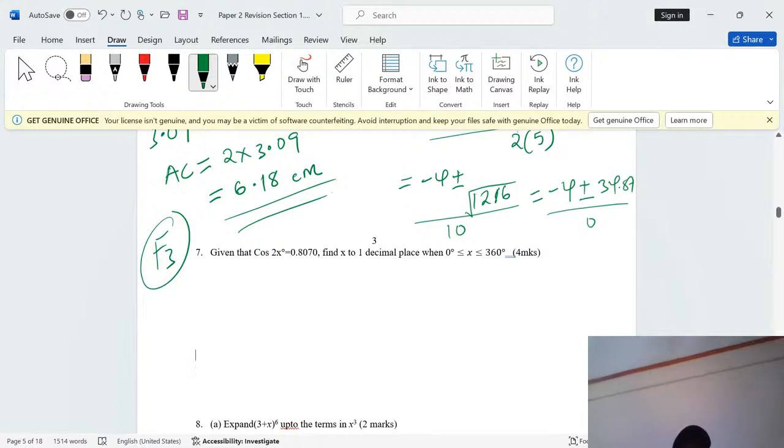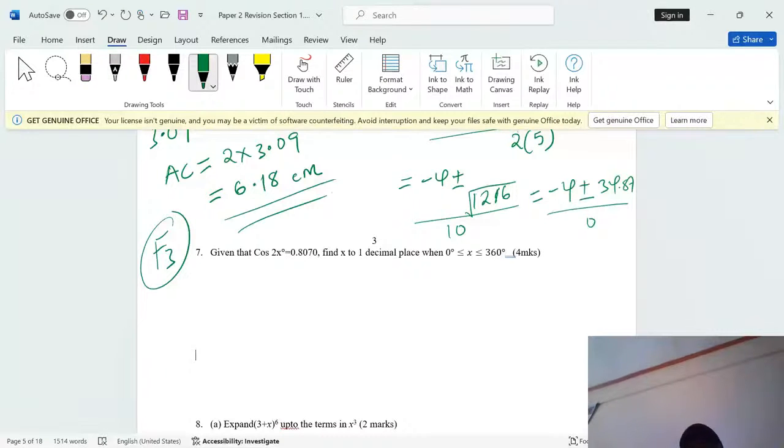All right. Given that the cosine of 2x degrees equals 0.807, find x to 1 decimal place between 0 and 360. So the first thing I would advise students to calculate is not even the value of x, it is not even the value of 2x, but the value of an acute angle that you will work with in this question.